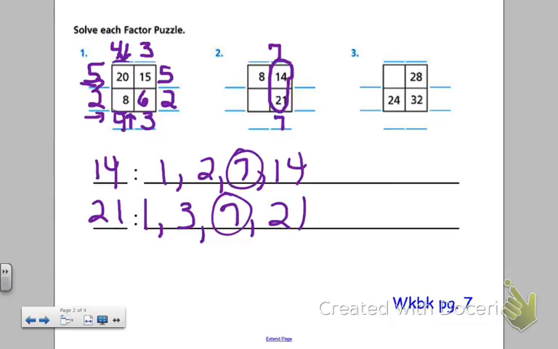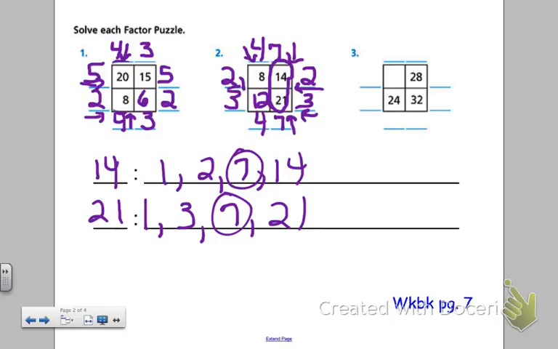7 is going to be the common factor, actually the greatest common factor too. And let's see, 7 times 2 gives me 14, so I can put 2 for both sides there. Oh, and 2 times 4 is going to give me 8, so 4 must belong here. And 7 times 3 is going to give me that 21, so 3 must belong over there. And that means the missing product is 12. Let's do one more together, and then you can do some on your own.